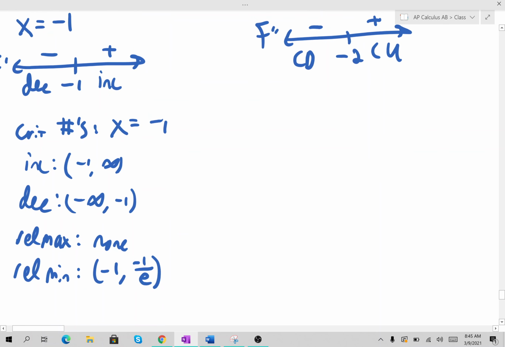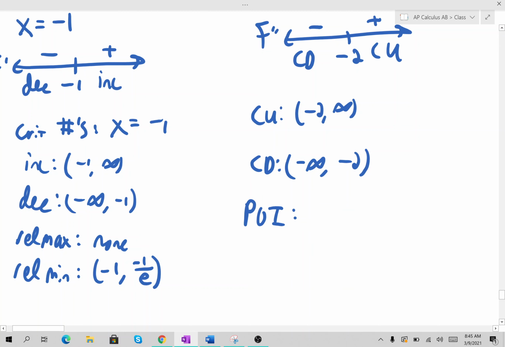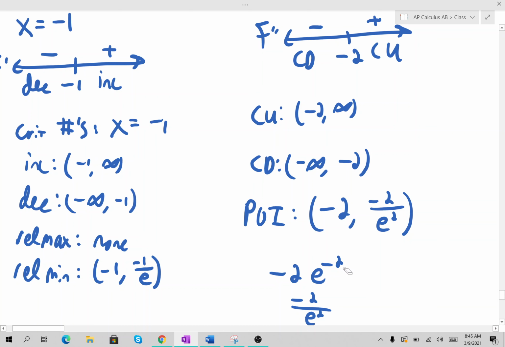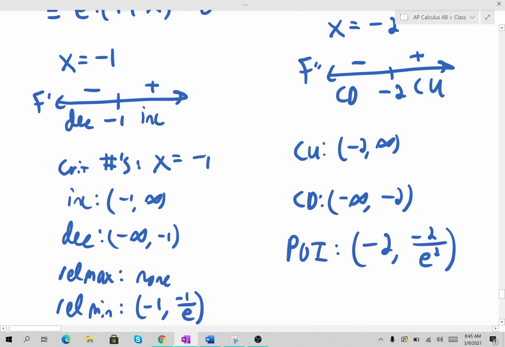Cool. And f double prime tells us we are concave up from negative 2 to infinity. We are concave down from negative infinity to negative 2. And we have a point of inflection at negative 2. And same thing, if you plug in negative 2, you're going to get negative 2 e to the negative 2. But that's just negative 2 over e squared. Okay. So that wasn't too bad.